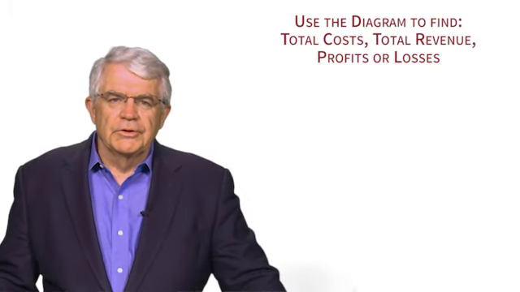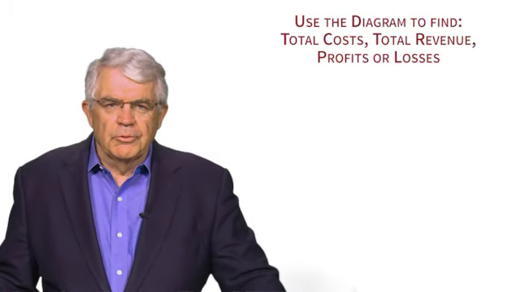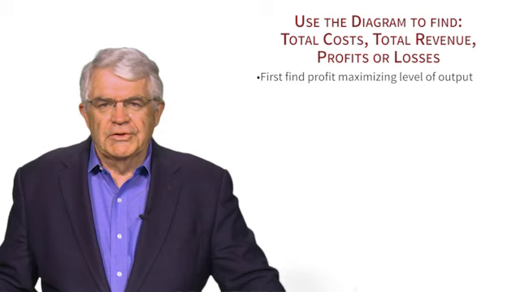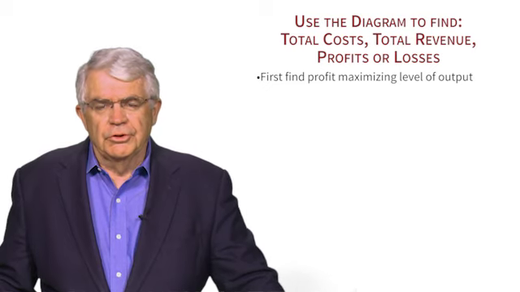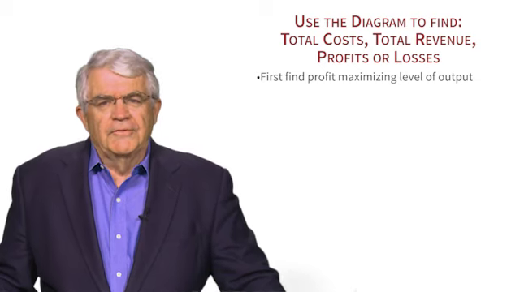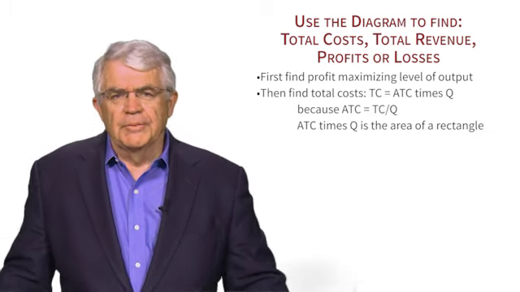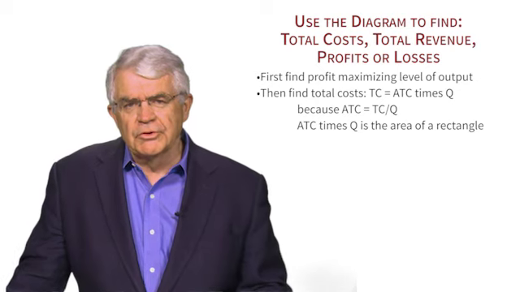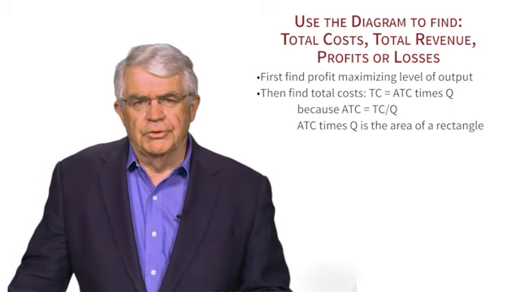So we're going to use the diagram to find out if the firm is making money, earning profits or not. To use the diagram, we're first going to find the profit maximizing level of output, and as usual, we're going to use the condition that the firm adjusts so that its marginal cost equals its price. Then we're going to find total costs. We're going to do that by simply multiplying average total cost times the quantity produced.